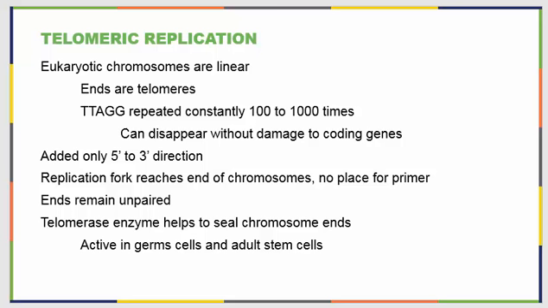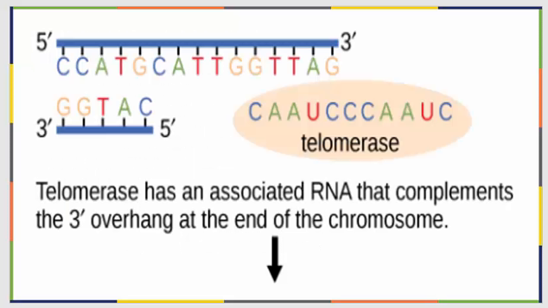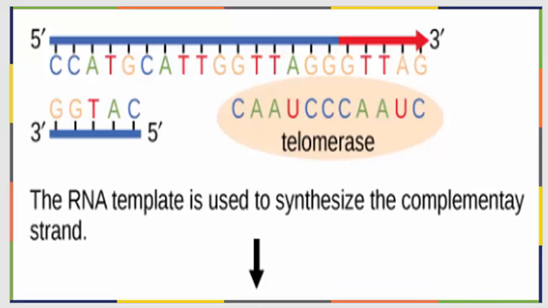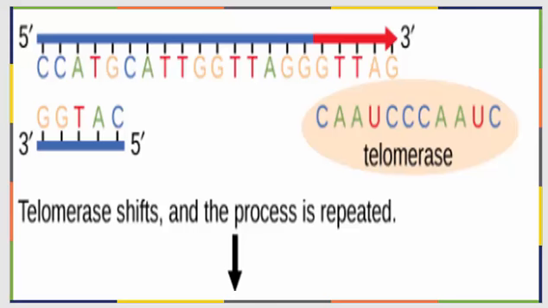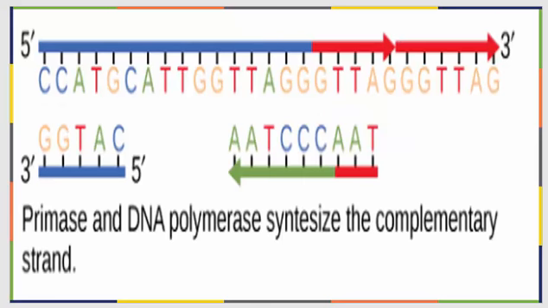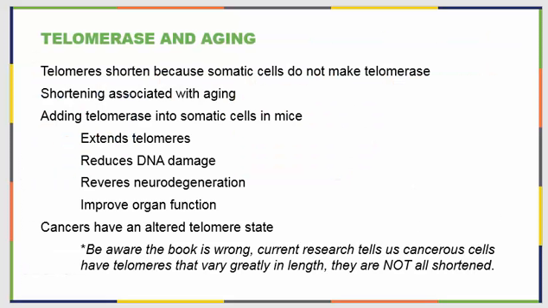Let's look at that process and then talk about why it matters. So you have a telomerase, and it's associated with RNA that complements that little tiny 3' overhang at the end of every chromosome. The RNA template is used to synthesize just a simple complementary strand. The telomere shifts, and then the process is just repeated over and over again. So primase and DNA polymerase can synthesize the complementary strand, and you're totally okay as long as you have this enzyme in your cells. However, we don't always want that enzyme in our cells.